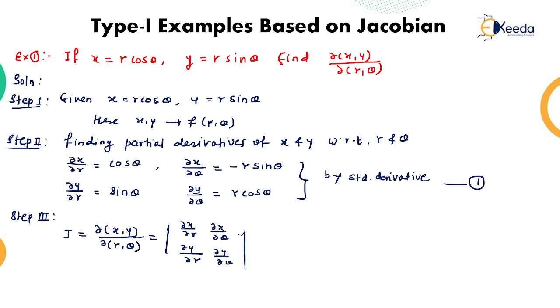I hope you understand this very well, right? So this is equal to, put the values in this determinant. You have to observe what is ∂x/∂r in the above equation number 1. So ∂x/∂r, that is cos theta, right? ∂x/∂theta is minus r sin theta, right? ∂y/∂r is nothing but sin theta, and the next one, ∂y/∂theta, is nothing but r cos theta. So this is a 2 by 2 determinant, you just have to solve it here.